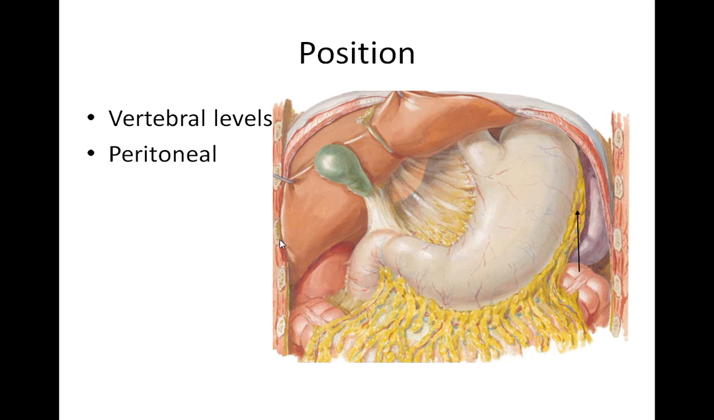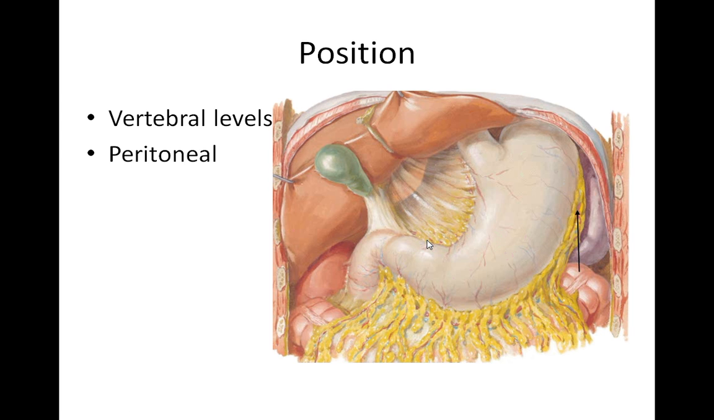The next thing that we need to know is the position of the organ. Now, the first thing that we need to know about the position is the vertebral levels. The stomach's general position is quite variable, but the main things that are fixed are the gastroesophageal junction and the pylorus. The gastroesophageal junction lies just to the left of the midline at about the level of T11 or T10. The pylorus lies to the right of the midline at about the level of L1 or the transpyloric plane.